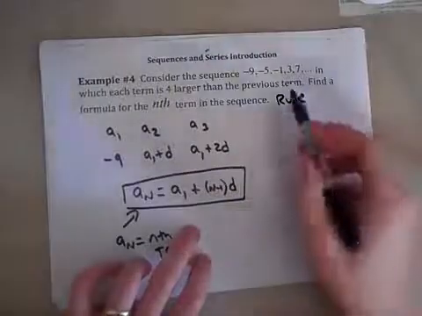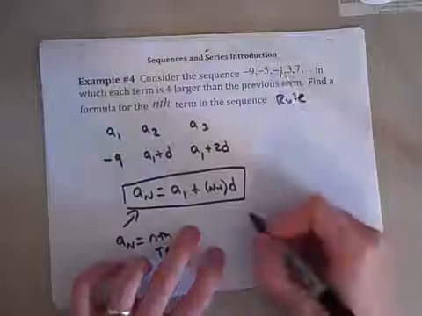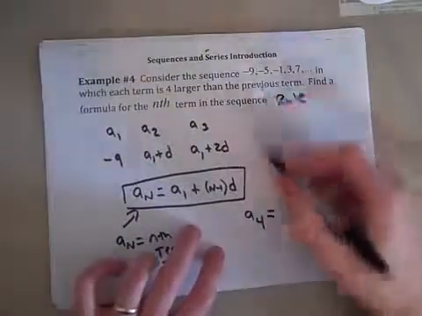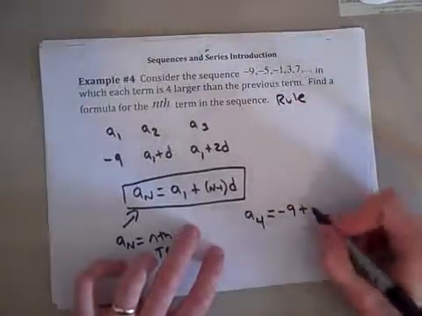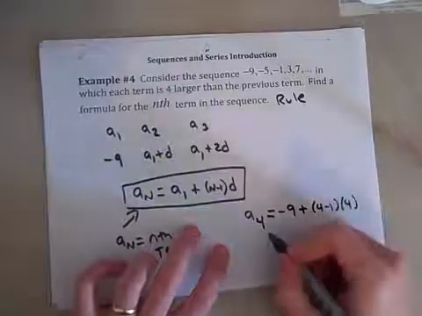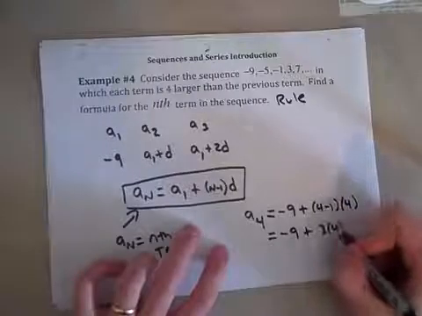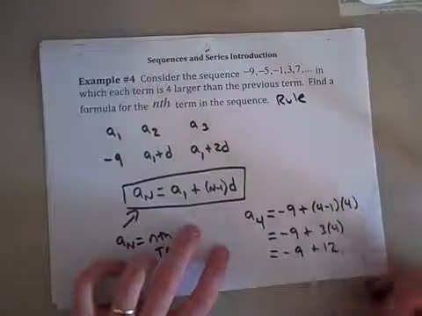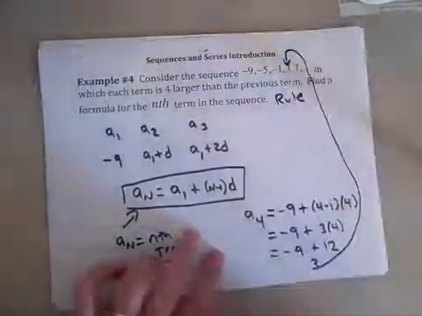So let's check here, the 1, 2, 3, fourth term. We're wondering, does the fourth term equal the first term plus 4 minus 1 times the difference, which is 4? So -9 plus 3 times 4 equals 3. And 3 was what we were just trying to test.